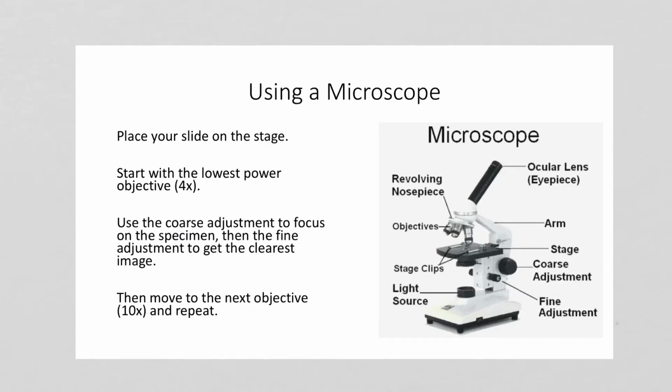So using a microscope, like we said, you place the slide on the stage. You have these things called stage clips that sit over top of the slide to hold it into place. You start with the lowest power objective, use the coarse adjustment, use the fine adjustment, and then move on to the next objective and repeat. Really simple.